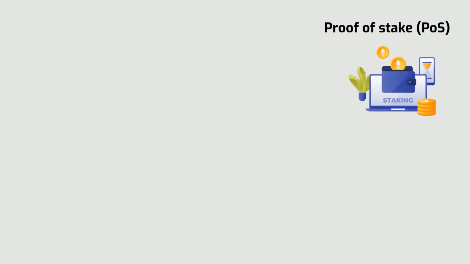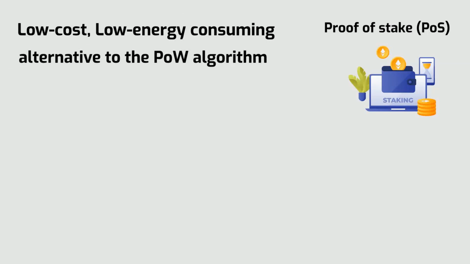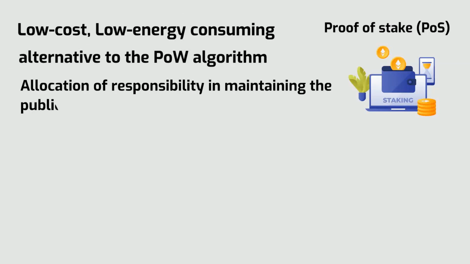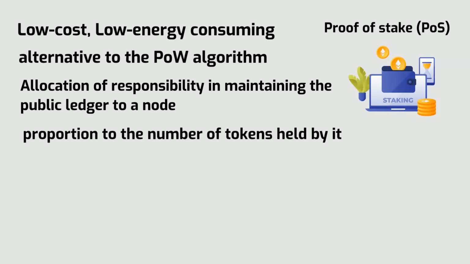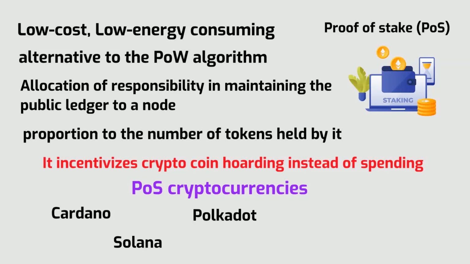The proof of stake is another common consensus algorithm that evolved as a low-cost, low-energy consuming alternative to the proof of work algorithm. It involves the allocation of responsibility in maintaining the public ledger to a participant node in proportion to the number of virtual currency tokens held by it. However, this comes with the drawback that it incentivizes crypto coin hoarding instead of spending. Some popular proof-of-stake cryptocurrencies are Cardano, Solana, Polkadot, Algorand, and Avalanche.